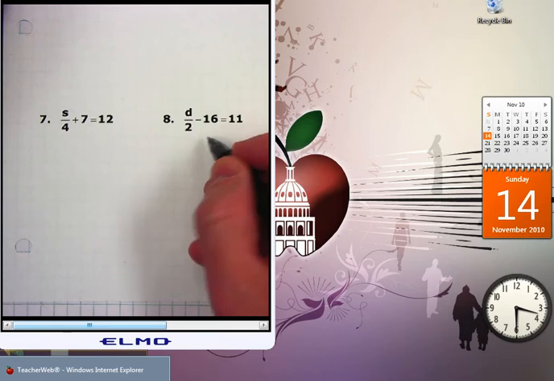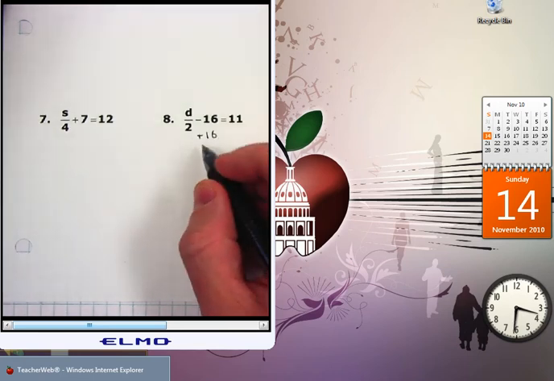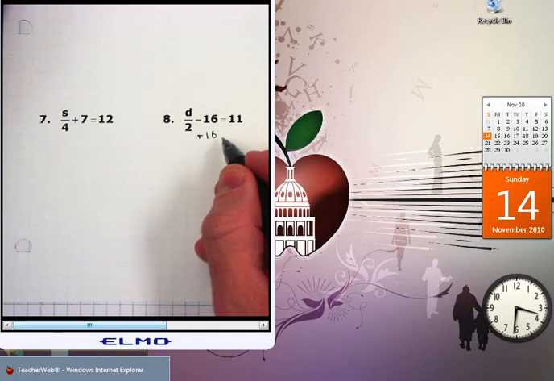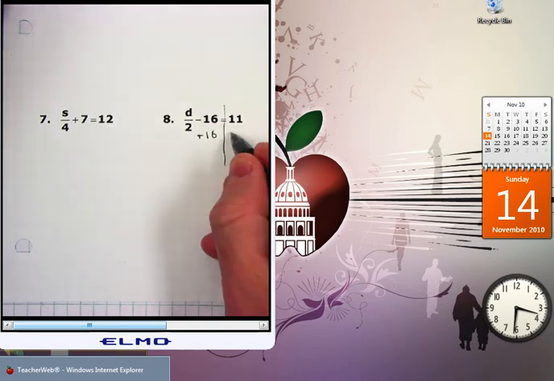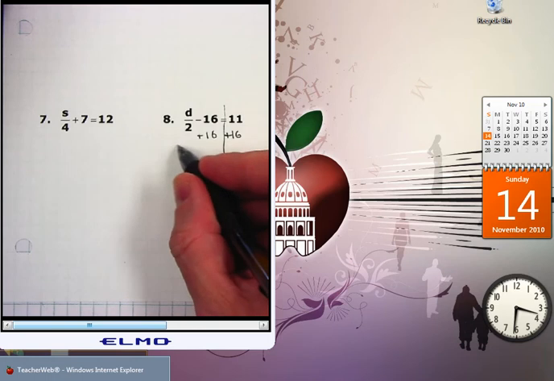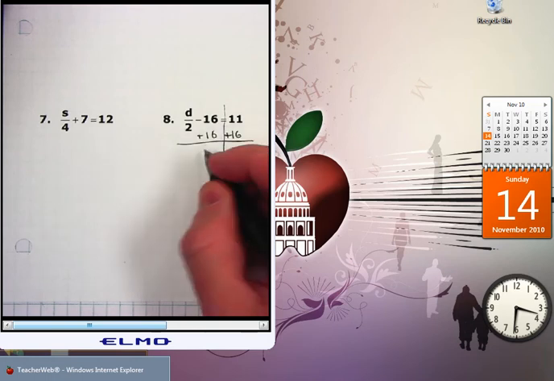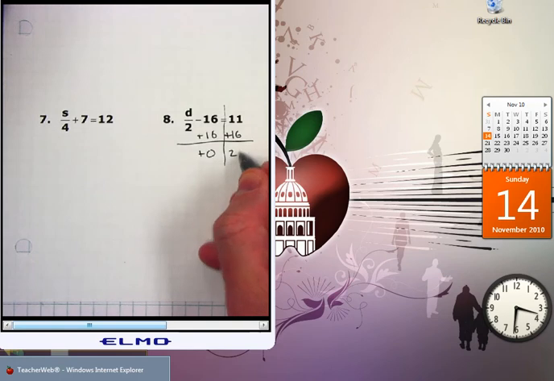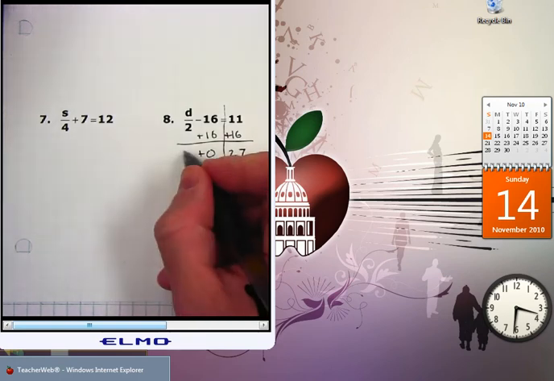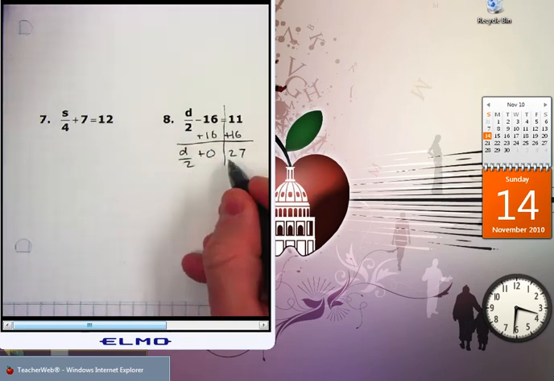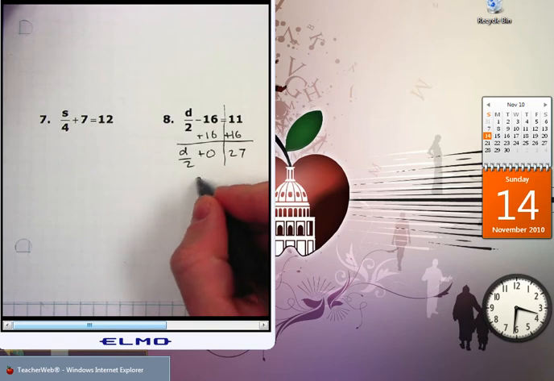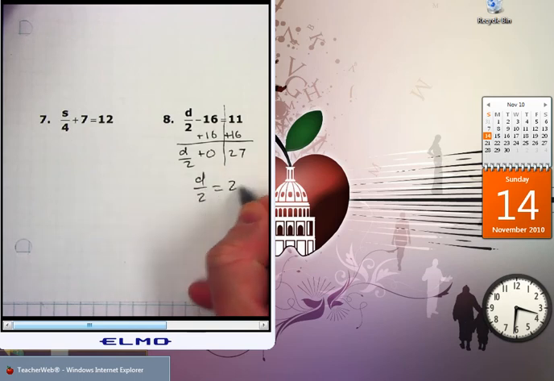So, just like we did in class, the first thing we're going to do is add 16 to undo that subtraction. But I can't just add it to this side, I have to add it to both sides because my equation is like a scale. So whatever I do on one side I have to do to the other side. Minus 16 plus 16 is just 0, and 11 plus 16 is 27. So d over 2 plus 0 equals 27, which is just d over 2 equals 27. So d divided by 2 equals 27.